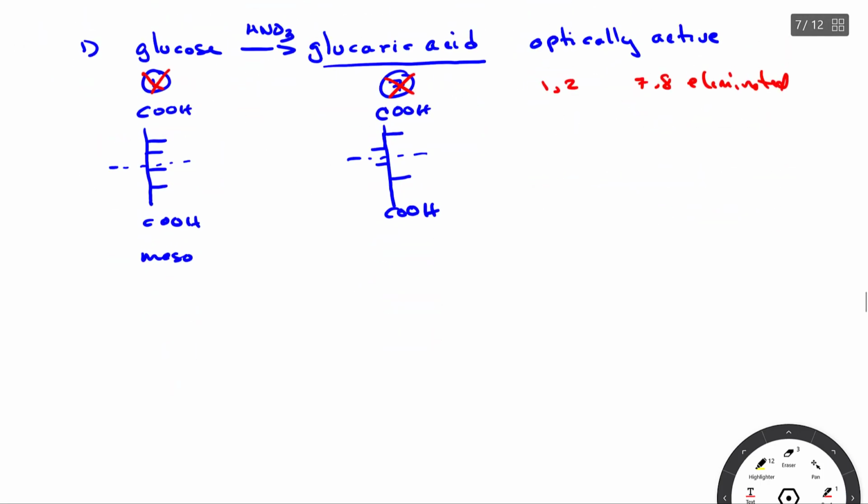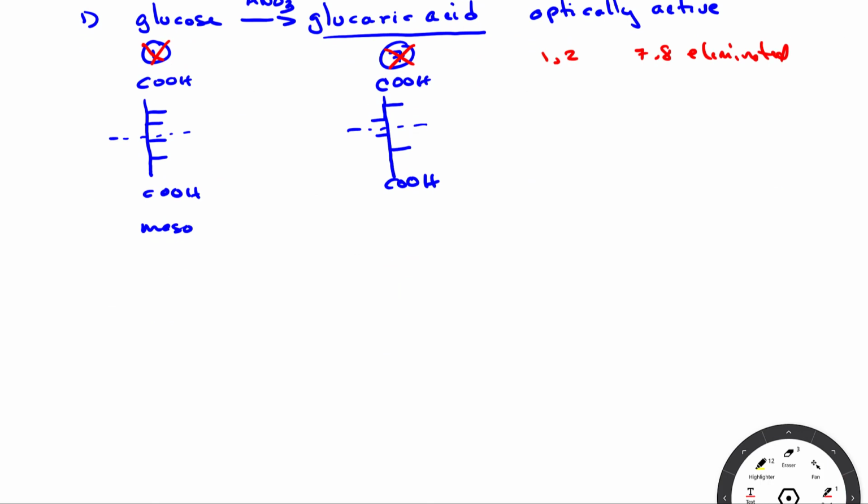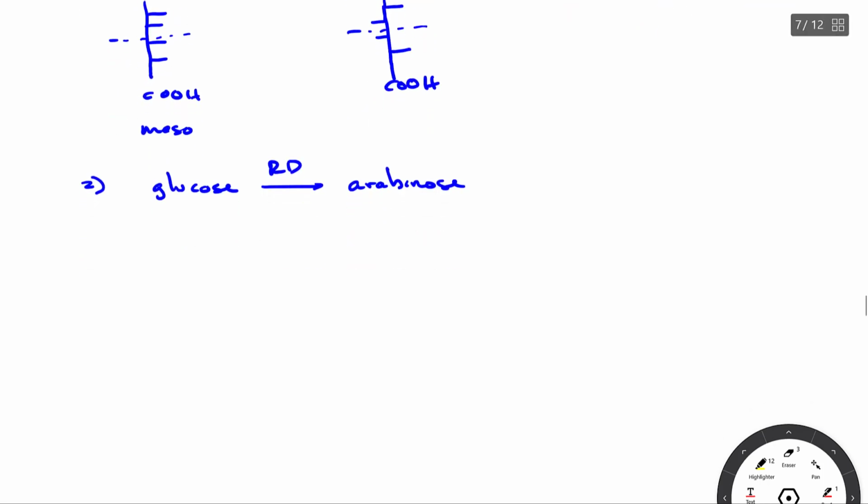So the next thing that he does is he does a Ruff degradation on it. So when you do the Ruff degradation of glucose, I'm going to call it RD. Remember, the reagents are listed above, but with Ruff degradation, you get a pentose, arabinose. Again, not knowing the structure of glucose, really he's just working with the names. And then he does the same trick. He goes like this, HNO3. And the result is it's optically active.